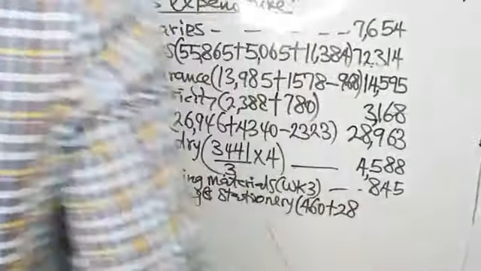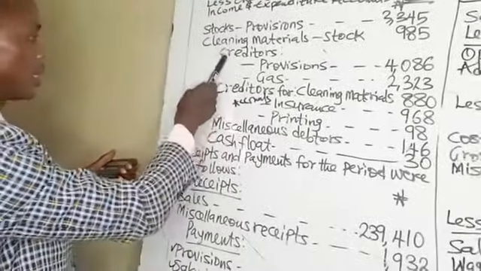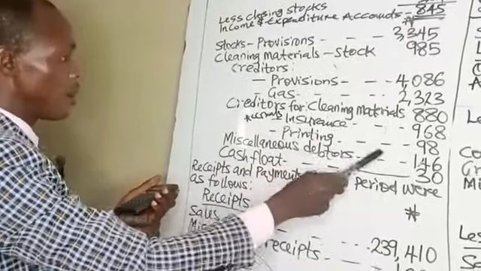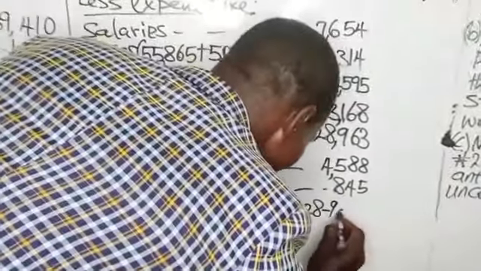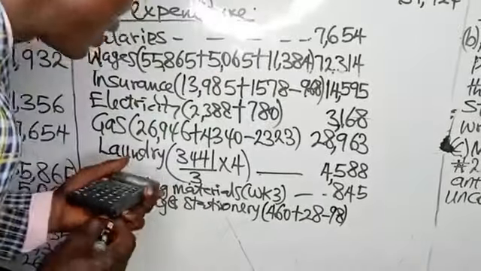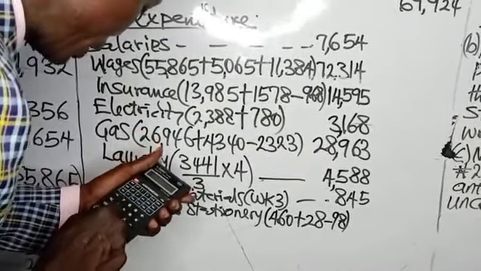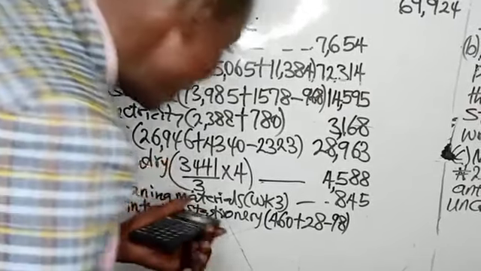Do you have anything as such in the opening? Printing and stationery, yes, we have 98. Creditors for printing 98. We subtract the opening accruals, minus 98. So 460 plus 28 minus 98. You'll be left with 390.